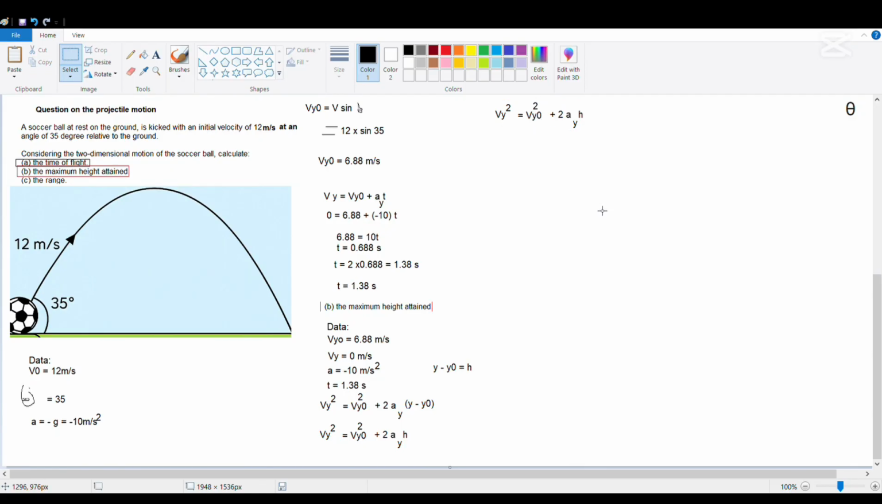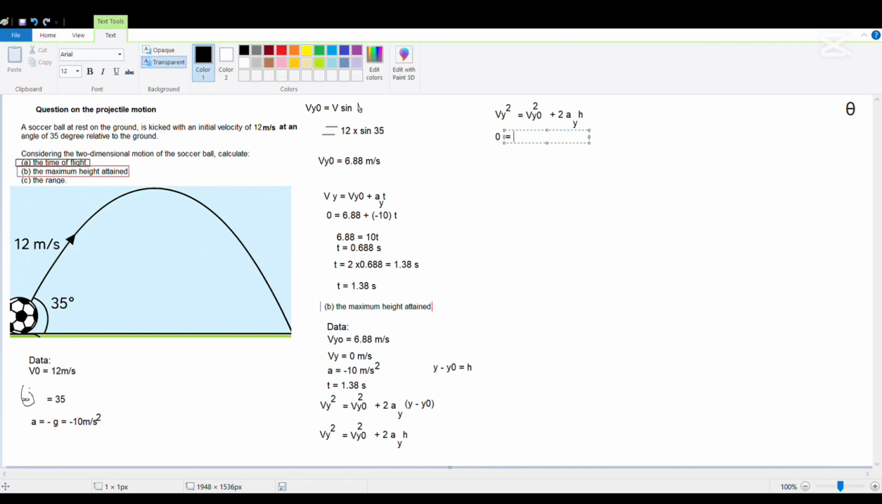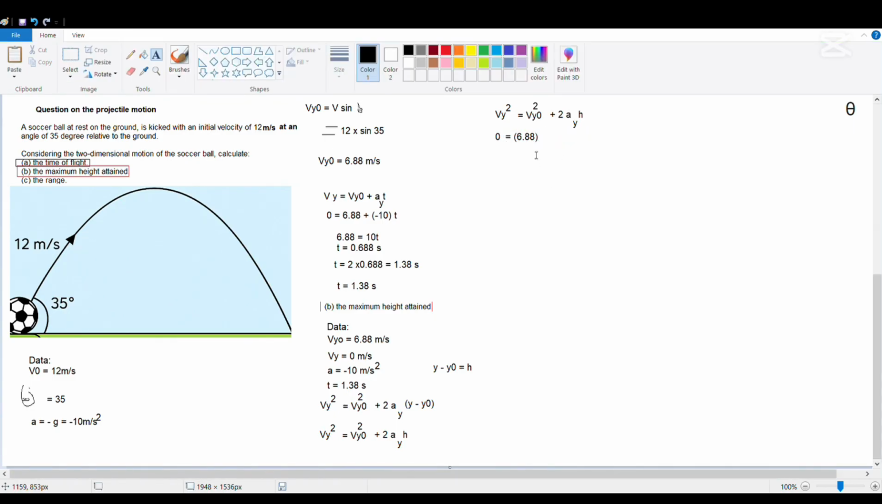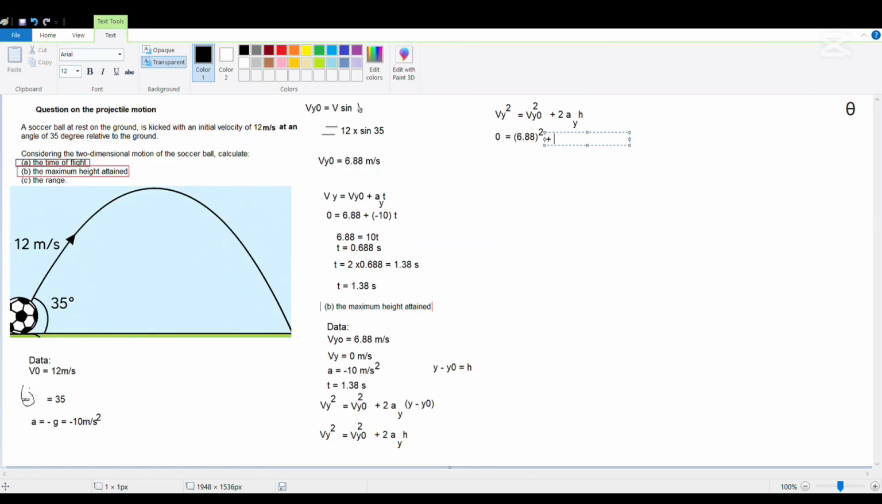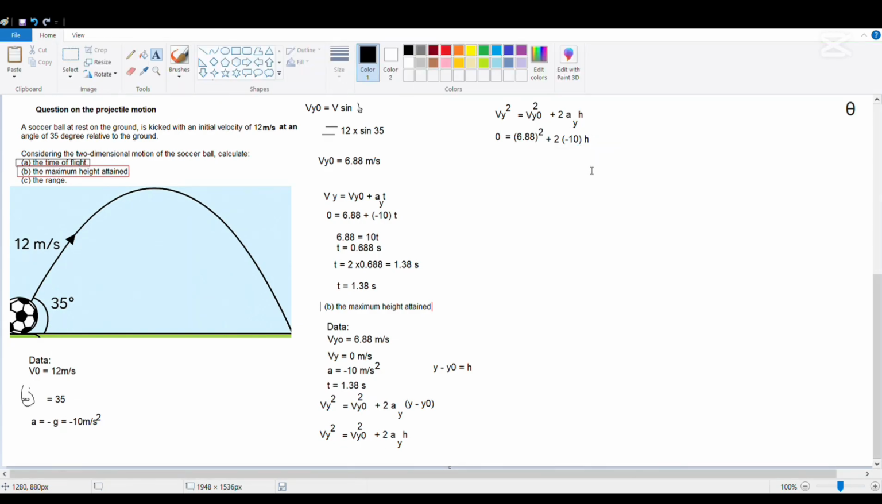So vy squared is equal to 0, so this will be 0 here, and this one should be the value 6.88, I guess, so 6.88 squared, plus 2, and a we know is minus 10, and we have h here. We are sorted then, of course, because that's the only unknown we have.